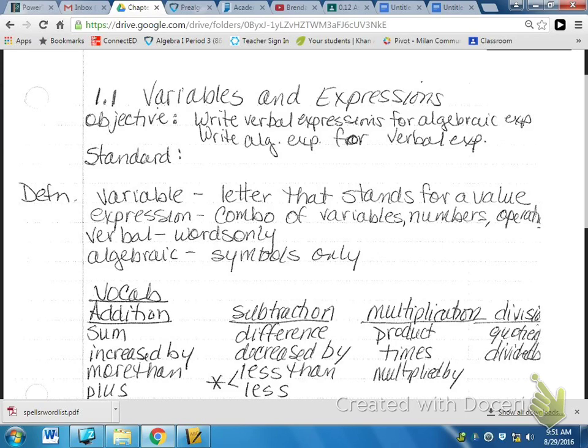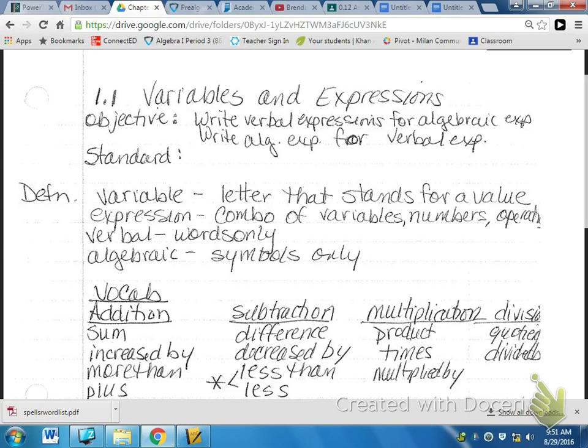So it doesn't directly have an algebra standard with this, but there are 8th grade standards which are similar to what we just have written there for the objective. Okay, some definitions. So vocabulary, a variable, a letter that stands for a value. You should know that already. An expression, it is a combination of variables, numbers, and operations. Algebraic expression definitely has variables. A numeric expression would be numbers and operations only.